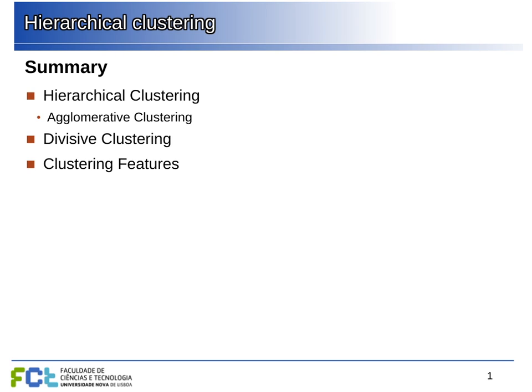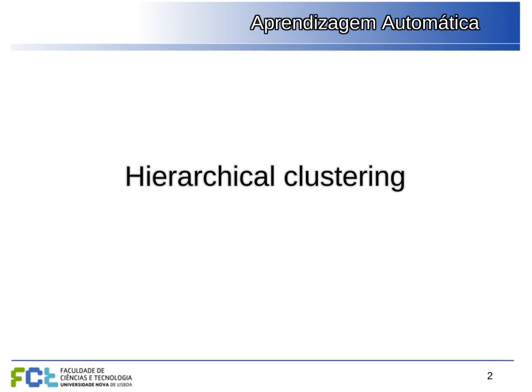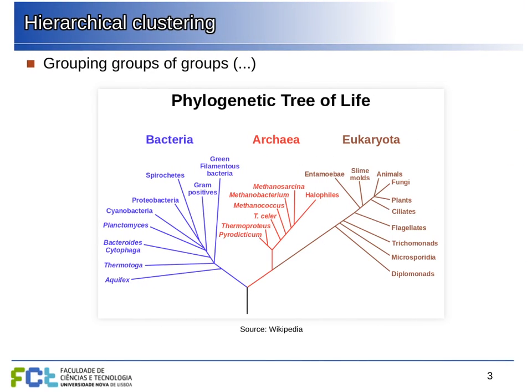We're also going to look at clustering features. This is one approach to feature reduction, to dimensionality reduction, that uses clustering algorithms. So let's start with this idea. The idea of hierarchical clustering is to group examples into clusters of similar examples, but then group those clusters into groups of similar clusters and so on.